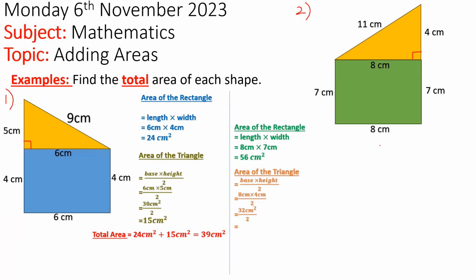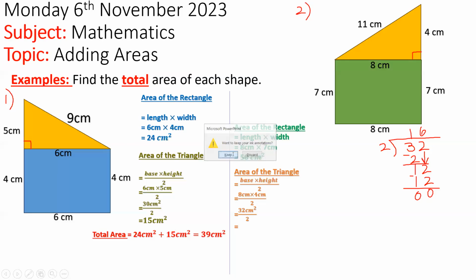So how many times does 2 go into 3? Once. 2 times 1 is what? 2. Very good. And 3 minus 2 is what? 1. Bring down the 2. How many times does 2 go into 12? 6 times. So 2 times 6 is 12. So the answer is going to be what? 0. 16 centimeters squared.